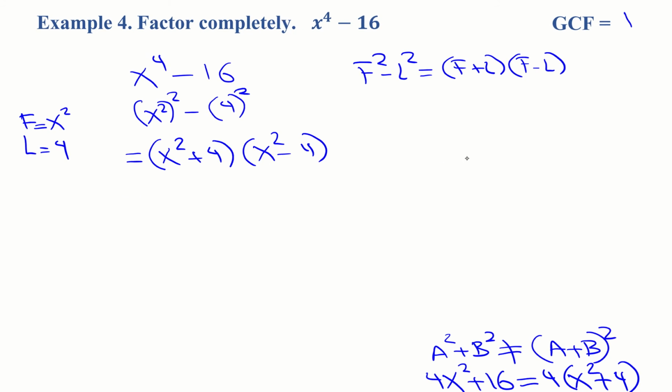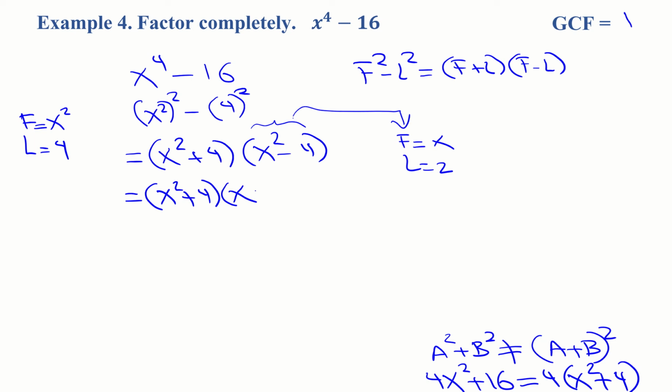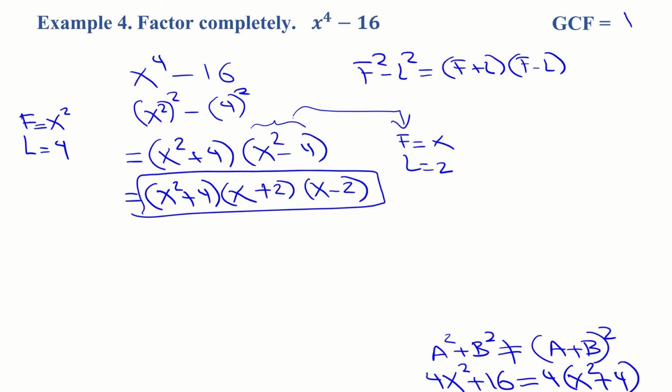So we leave the x squared plus 4 alone, and we zoom in on this part and realize, hey, we can use F equals x and L equals 2. So we end up with x plus 2 times x minus 2. Now we have completely factored this problem. A lot of times students stop at this point, which is problematic because, remember, we always factor completely.